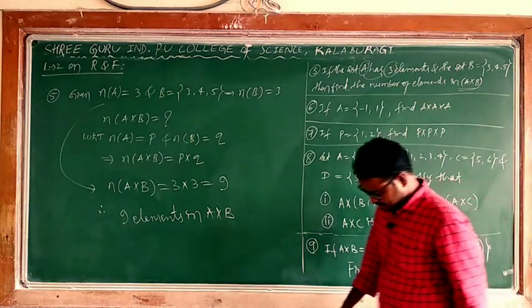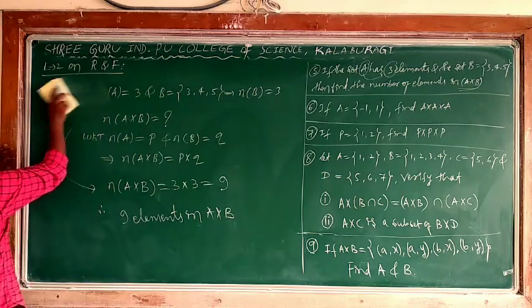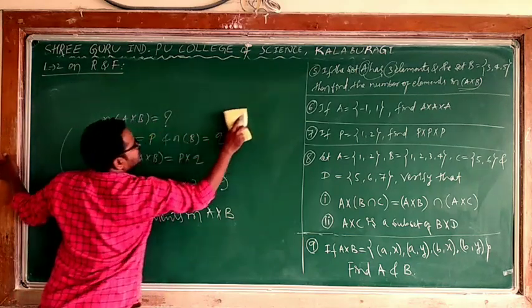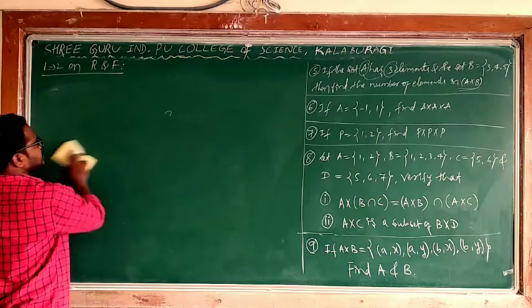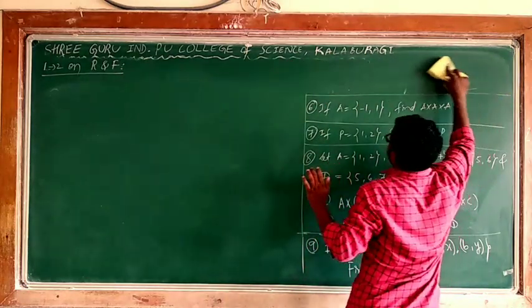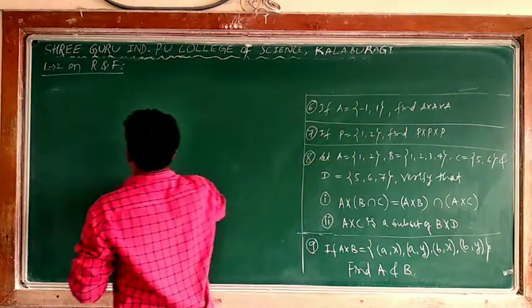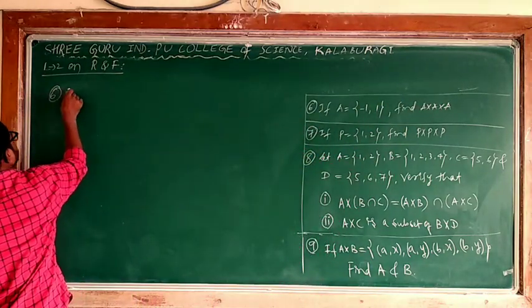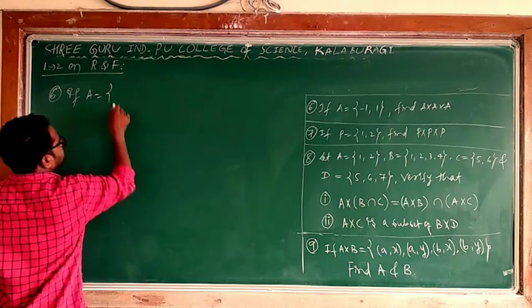Is it clear? These are very simple. I think it is complete. Now I will solve one by one. This fifth question is over, so I will eliminate it. Now the sixth one. What is the sixth one? The sixth one is given: if A is equal to {-1, 1}.